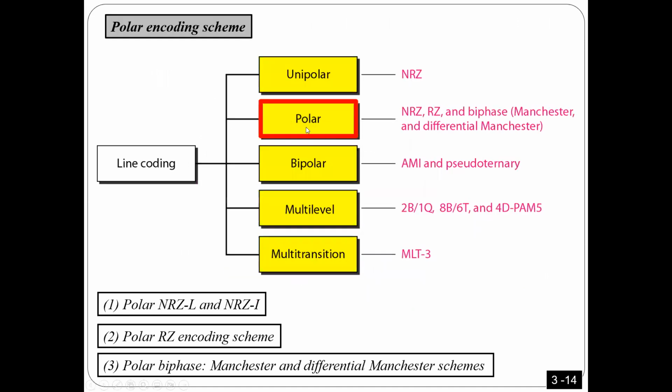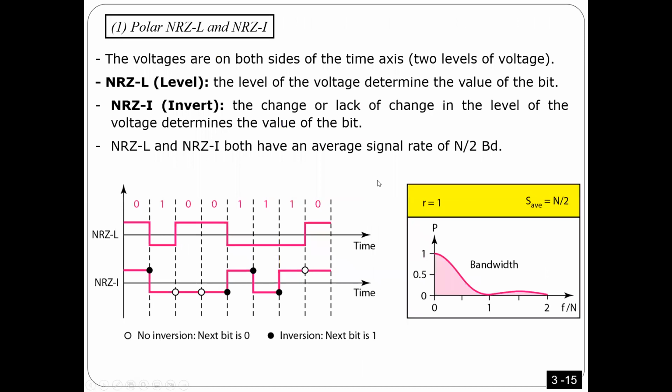polar. In the case of polar, I explained the level and the inversion. In the case of level, you can tell whether the bit is 0 or 1 from the voltage level. But for inversion, you can know if it is 1 or 0 from the inversion, whether there is inversion or no inversion. The level is not going to tell you. What's going to tell you here is if there is inversion or not.